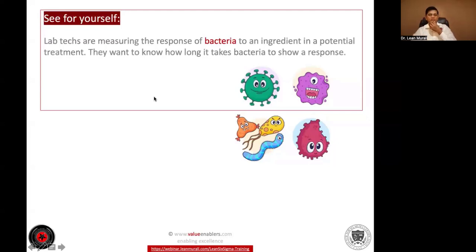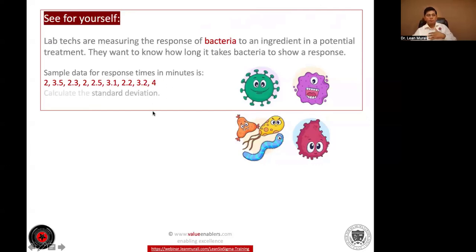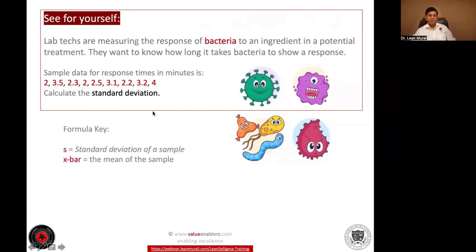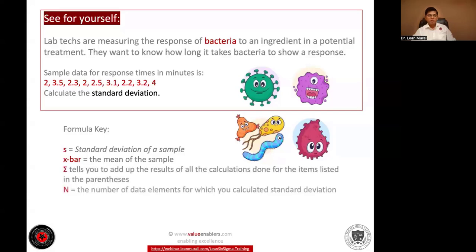Here, the lab technician is measuring the response of bacteria to an ingredient in a potential treatment. They want to know how long it takes bacteria to respond. Some respond in 2 minutes, some in 3.5 minutes, and some in 4 minutes. So calculate the standard deviation. The key formula is S equals this, with X bar: first calculate the average, then the summation, then square, and n. This is the exercise for you.